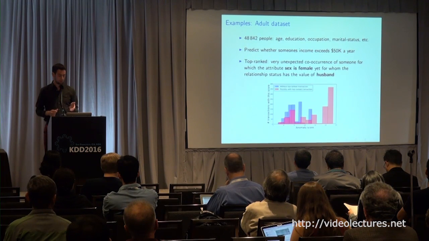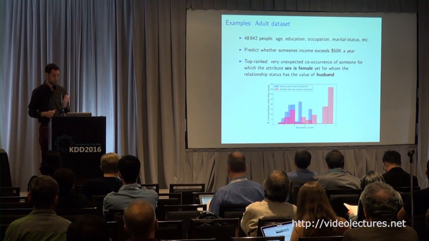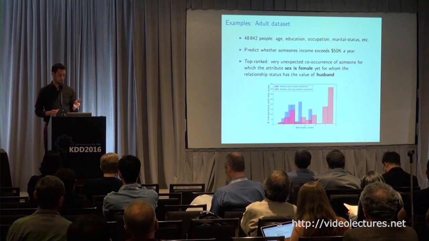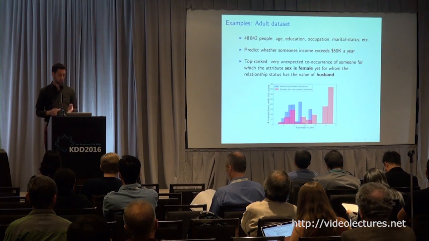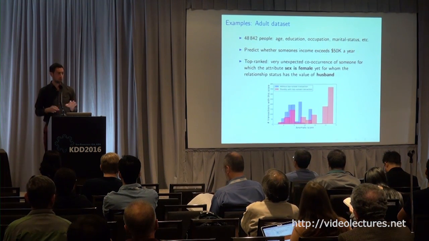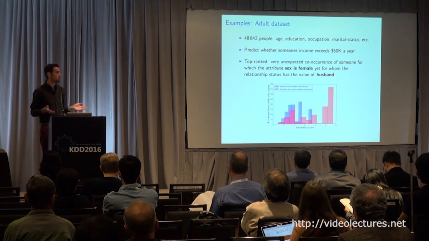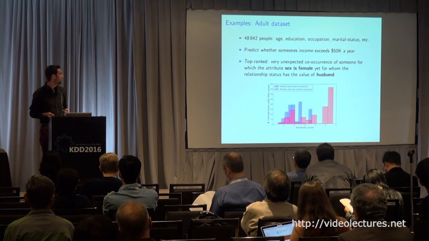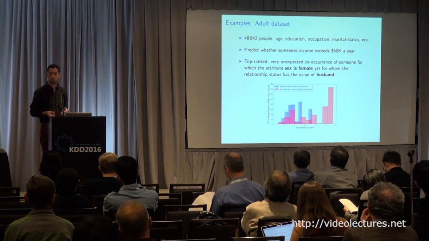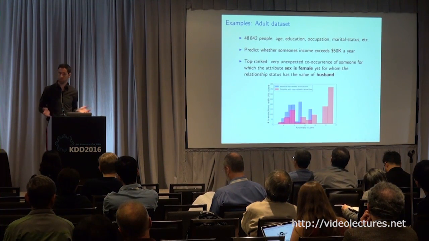And the top-ranked class 2 anomaly was someone who was listed as female, but was also identified as a husband, which is very likely a mistake in the data set, which is of course also an anomaly by definition. It can be very useful to identify these mistakes in data sets.